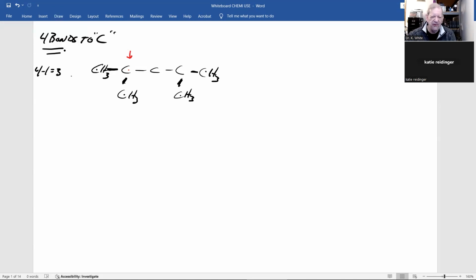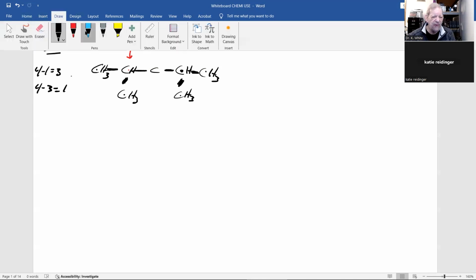Anyways, this carbon right here has 1, 2, 3 bonds to it. But there's always 4 bonds to carbon. 4 minus 3 equals 1. So that has 1 hydrogen. If we look over at this carbon here, same thing. 1, 2, 3. So we'll have 1 hydrogen. And finally, the last carbon to put up is this one.